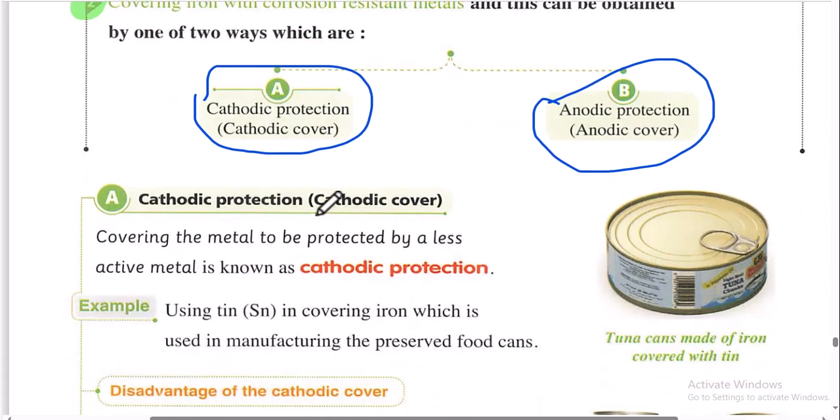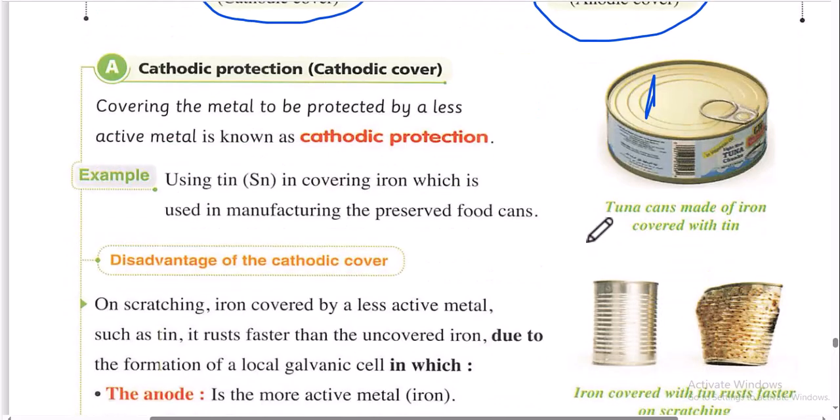So cathodic protection is like covering iron with a tin layer, like these tuna cans made of iron covered with tin. When scratching of the material of this can happens, a local galvanic cell is formed where the tin acts as cathode and iron acts as anode. So iron rusts faster than when it is not covered with tin. This is a disadvantage of cathodic cover.